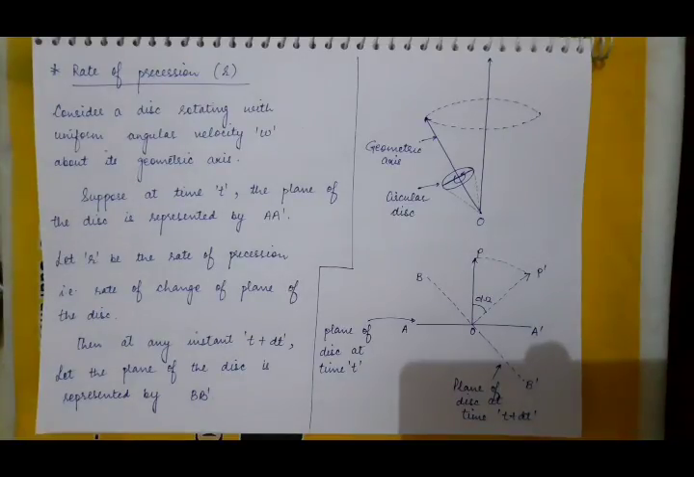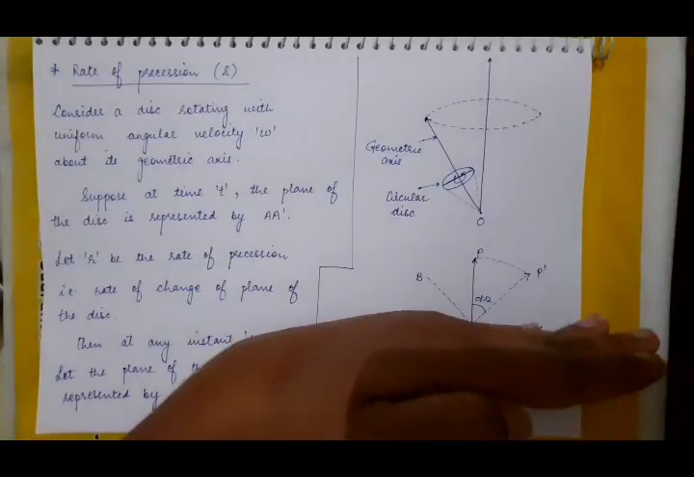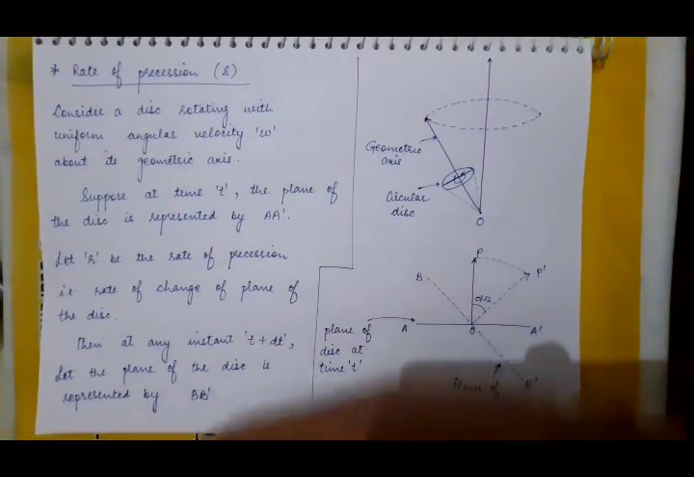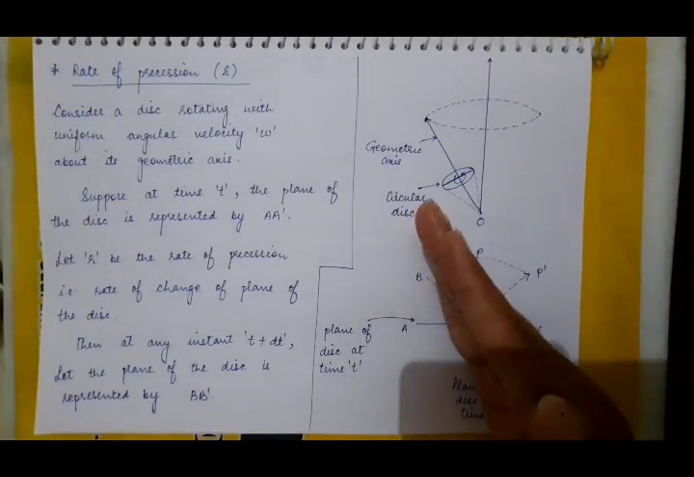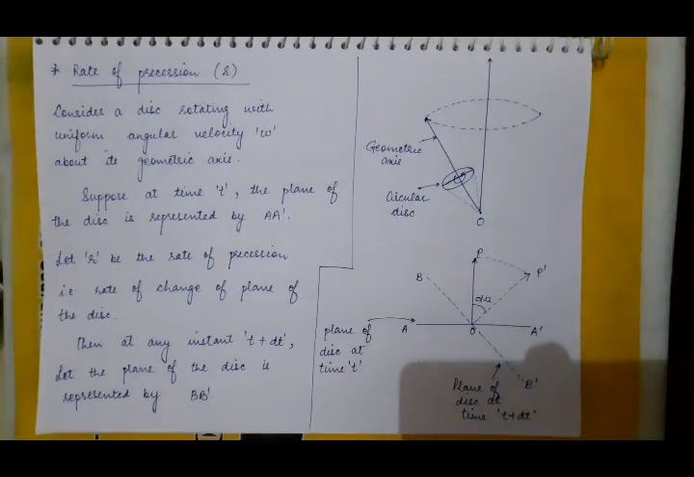So at time t, the plane of the disc was like this, and after some time, because of the precessional motion or change in the direction of the axis of rotation, the disc has moved like this. From A to A dash at time t, the plane of the disc is moved to B dash. So at time t plus dt, the plane of the disc is represented by B dash.